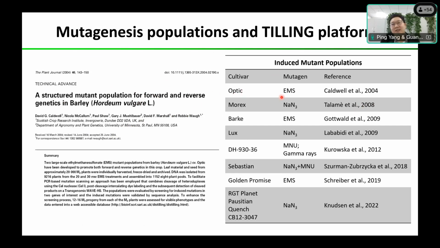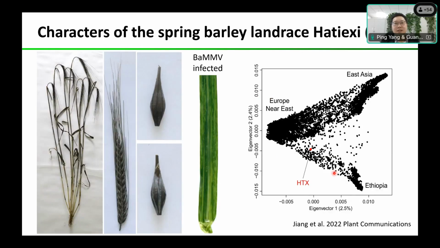and after that, you can see here there are several TILLING populations that have been published in several countries. However, when I started my work in China in 2017, there was no such resource in the Chinese barley research community. Because we know this is a very important resource for basic research, we would like to generate these resources for future studies in China.